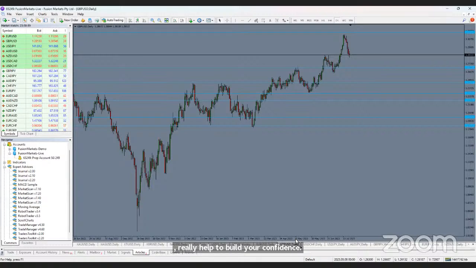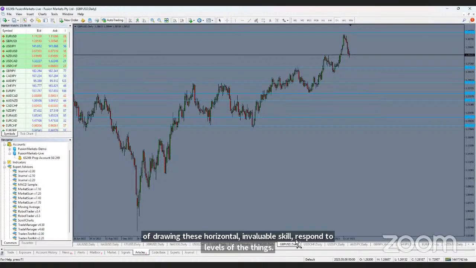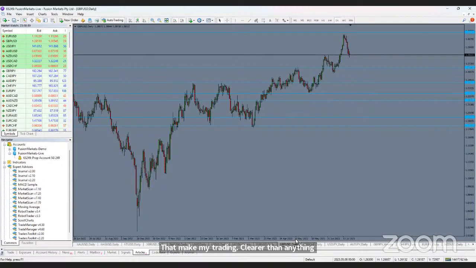So I would strongly recommend starting with a completely blank chart and seeing if you can draw your own horizontal levels on. Perhaps open two charts side by side, draw your own levels on to start with, and then open another chart with the horizontal levels on the market if you're using it, and compare the two, just so that you're getting practice of drawing these horizontals. It's an invaluable skill. Horizontal levels are the things that make my trading clearer than anything else, clearer than any indicators or any strategies or anything. The horizontal levels really are key.